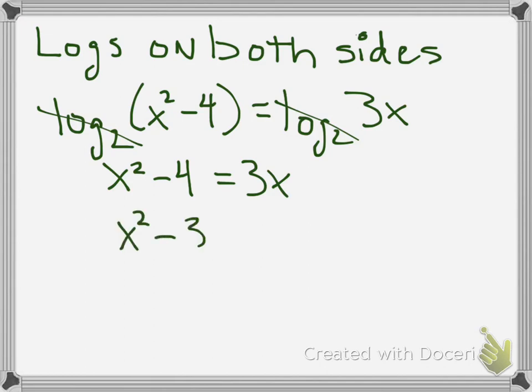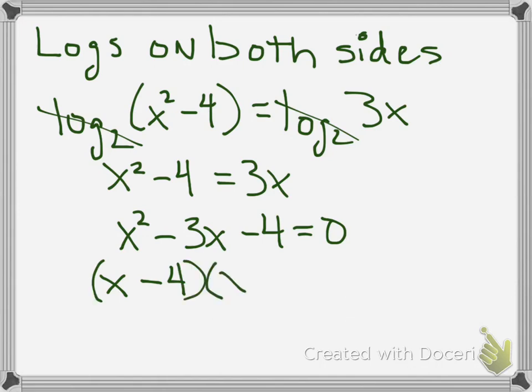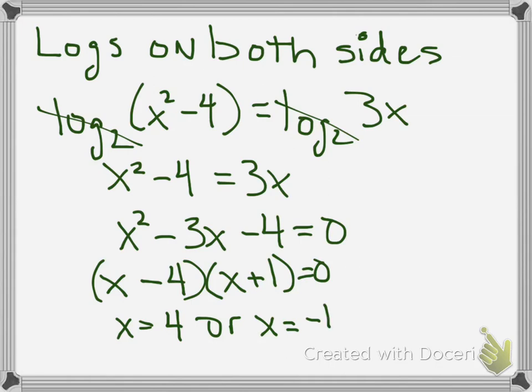Hey, but you gave me squared. I have to remember how to do squares again. Do the factoring. If you factor this, you will get x minus 4 times x plus 1 is equal to 0. Set them both equal to 0, and you would get x is equal to 4 or x is equal to negative 1.